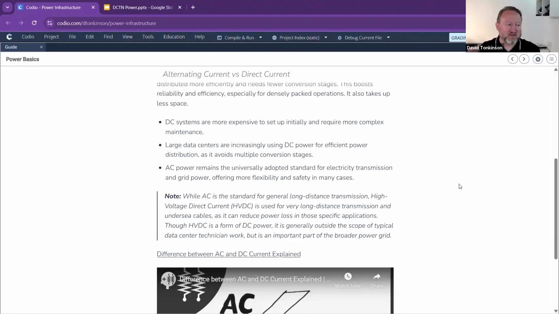AC power is a lot more efficient to run a large grid on. Yes, it is. That's why we use AC across all our grids. All our national grids across the world are basically run off AC. And it is the highway to hell. Thank you very much for that, Sonny.